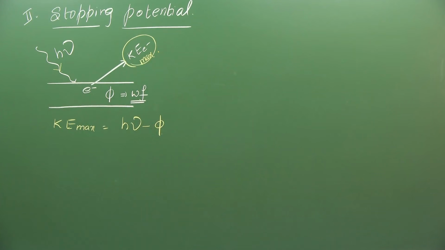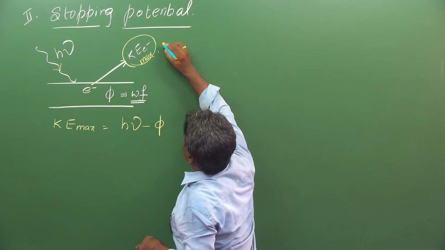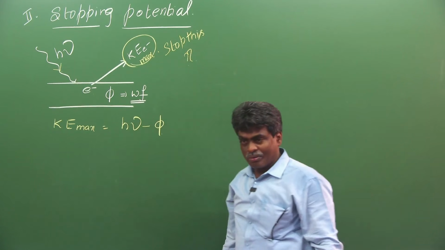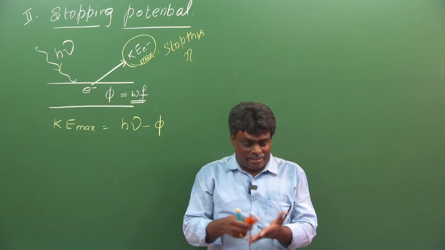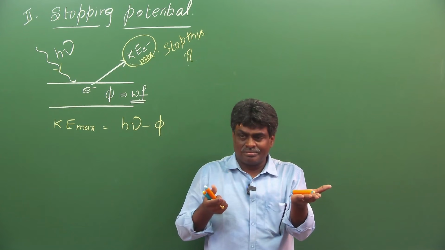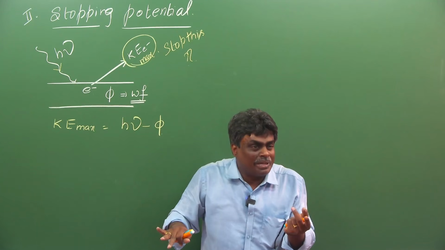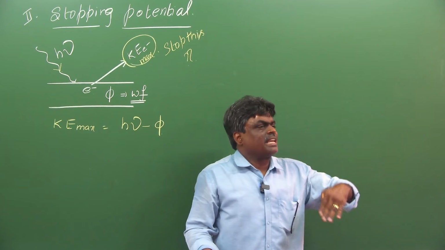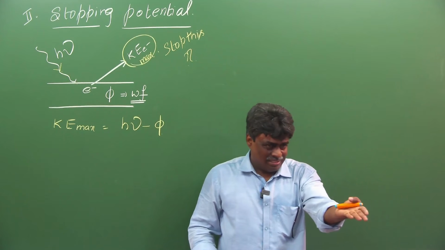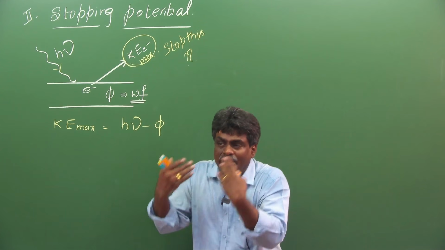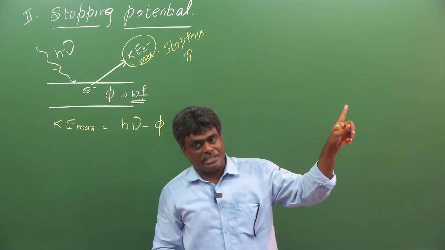I told you the electron is coming with the maximum energy and I would like to stop this. How? In reverse. Earlier, if this is an electron and you want to accelerate it, what do you apply? Potential. Reverse. If you want to stop this, again apply potential. That potential is the stopping potential. Just like a negative potential. Stopping potential is the negative potential, meaning you are using that potential to stop the most energetic electron.